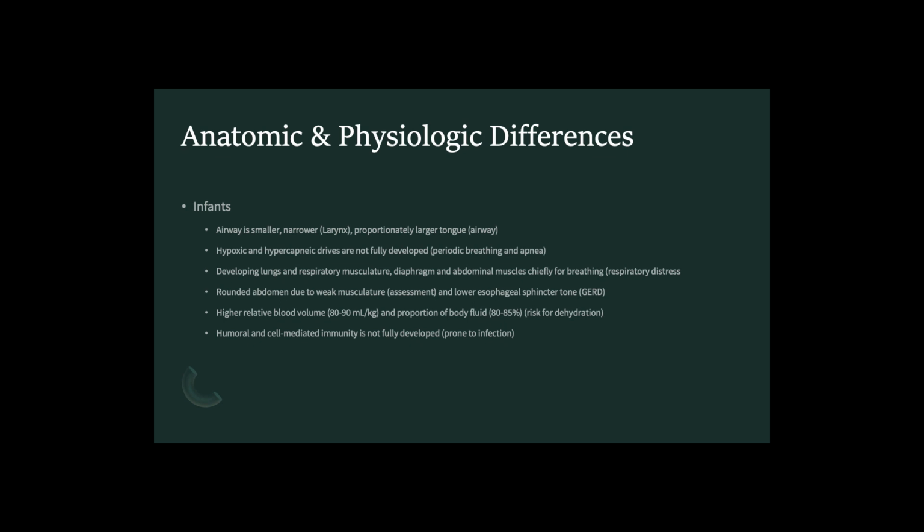They have a rounded abdomen due to weak musculature, and also lower esophageal sphincter tone, which means they can have reflux. They also have a higher relative blood volume and proportion of body fluid, which makes them at risk for dehydration. And as we all know, the younger they are, their humoral and cell-mediated immunity is not developed, so they're very prone to infection. And that's something that we take very seriously, especially in the first 28 days.